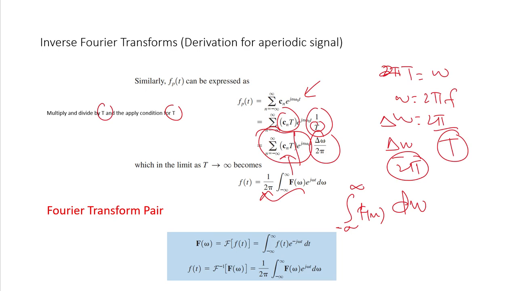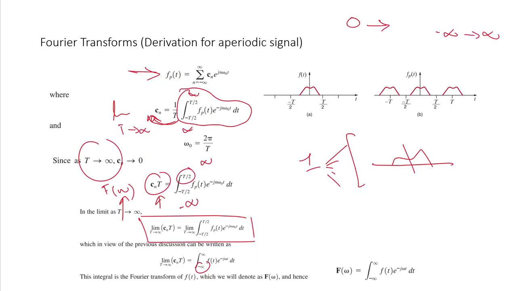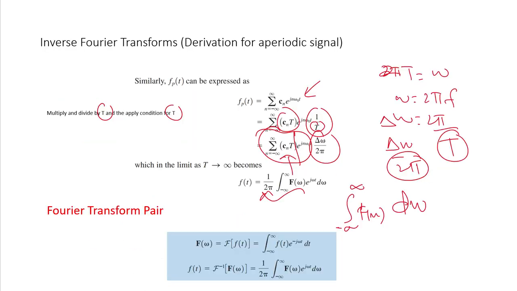So we can check that this thing is actually our F of omega. So F of omega is replaced there as C n t F omega. So these are the two transform pairs.